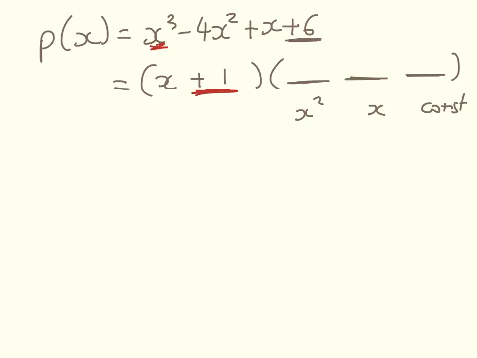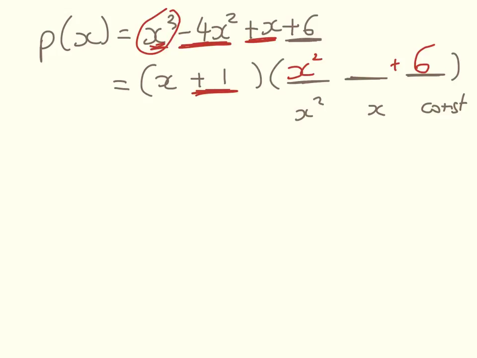1 times what will give me 6? Well, I'm going to put in a plus 6 here. I know that that's got to be the case. Right, now let's take a look at how I'm going to match up to get an x cubed when I expand. Well, it must be x times x squared. Right, so far so good. Now I can pick on either this one or this one to match next. Whichever one I don't choose, I'm going to use to check.